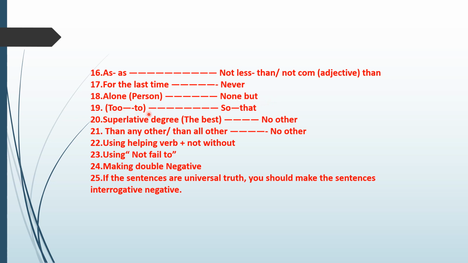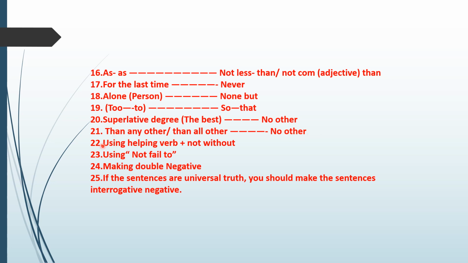If there is too, then you will use so that. If it is a superlative degree like the best, then you begin with no other and make it into the positive degree. If there is than any other or than all other, this is the comparative degree, then again you make it into the positive degree, or use no other in the negative.